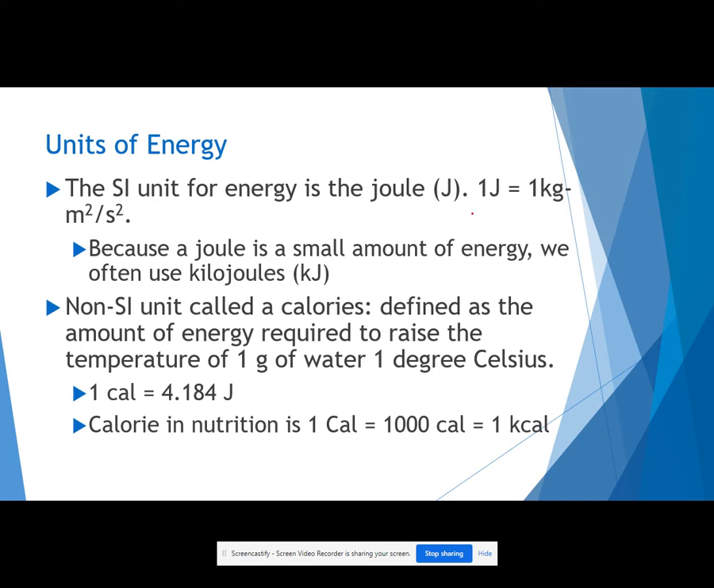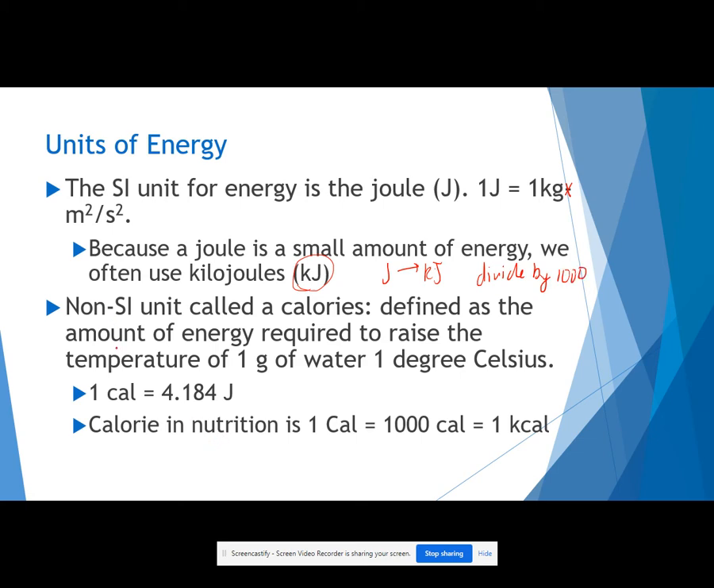To break it down, 1 joule equals 1 kg times meter squared divided by second squared. A joule is a pretty small amount of energy, so we love to use kilojoules. A lot of times you're going to see things written in kJ. And remember, in order to go from joules to kilojoules, you need to divide by 1,000.